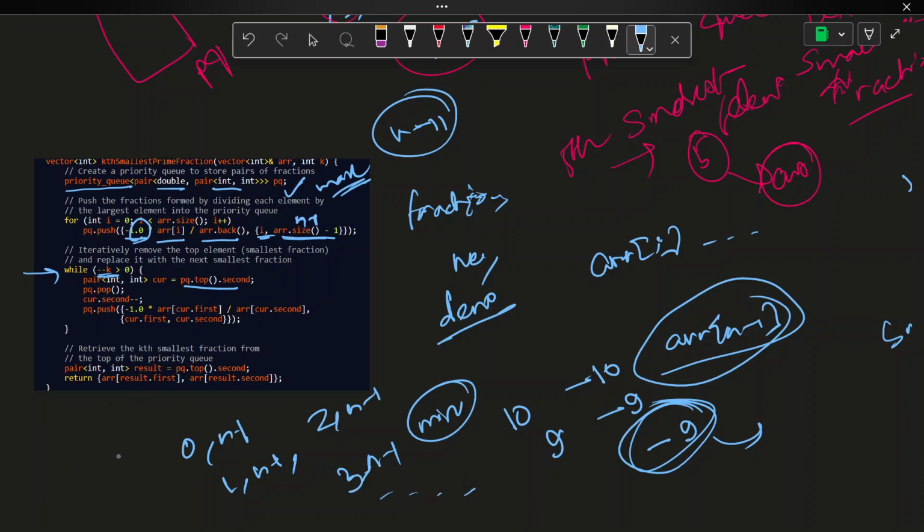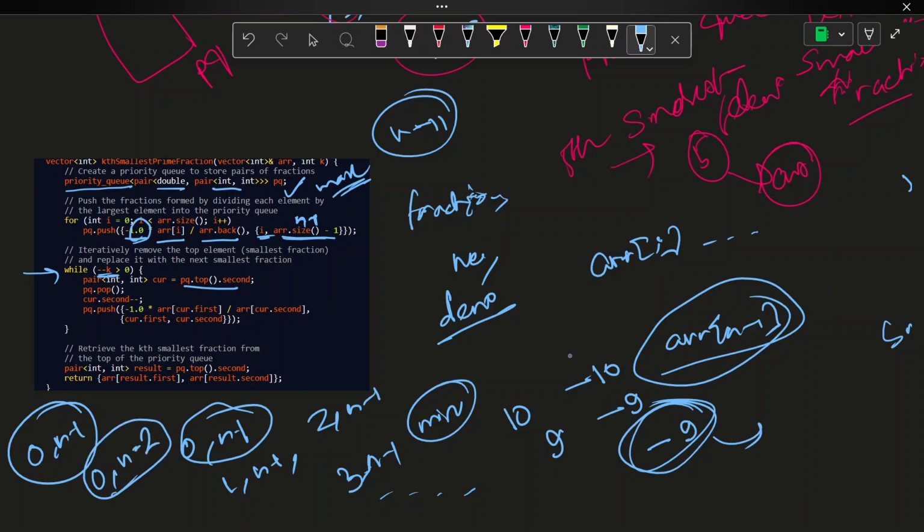Now first it will pop 0 comma n minus 1, because this will always be the smallest. So the next smallest will depend on this also, so I will insert 0 comma n minus 2, this combination, because array of i by array of n minus 2 will always be greater than array of i by array of i plus 1, right? That's why I am taking from the right side, I will shift 1 left.